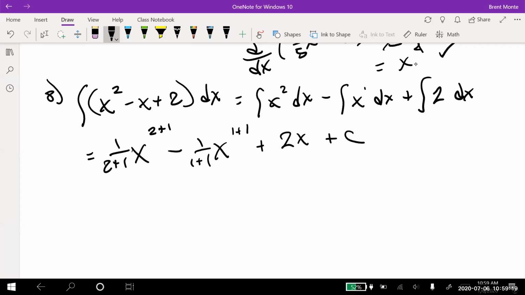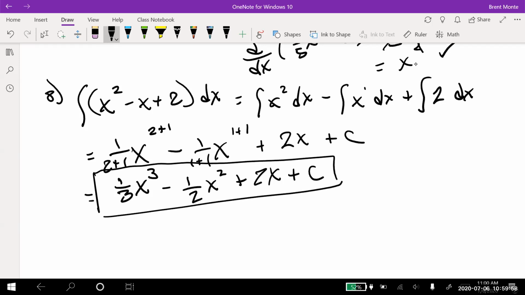And technically, you may be thinking, wait, don't I have 3 plus c's in there? Yes, you do. But if you add 3 constants together, you're going to get a constant. So we usually don't put the separate c's in there. We don't know what their value is anyway. We just know altogether it's adding some constant. And so we just put a plus c at the end. So I get 1/3 x to the third. Again, you could probably do that in your head in one step. Minus 1/2 x squared plus 2x plus c.